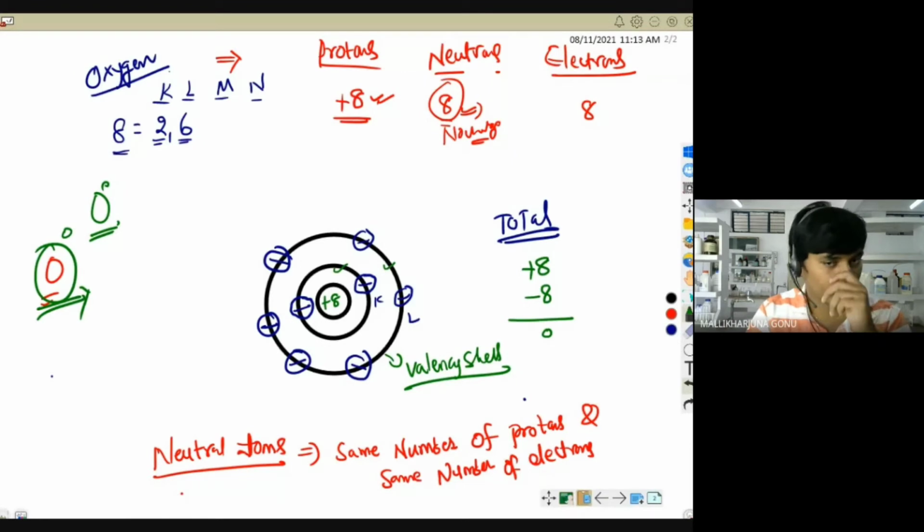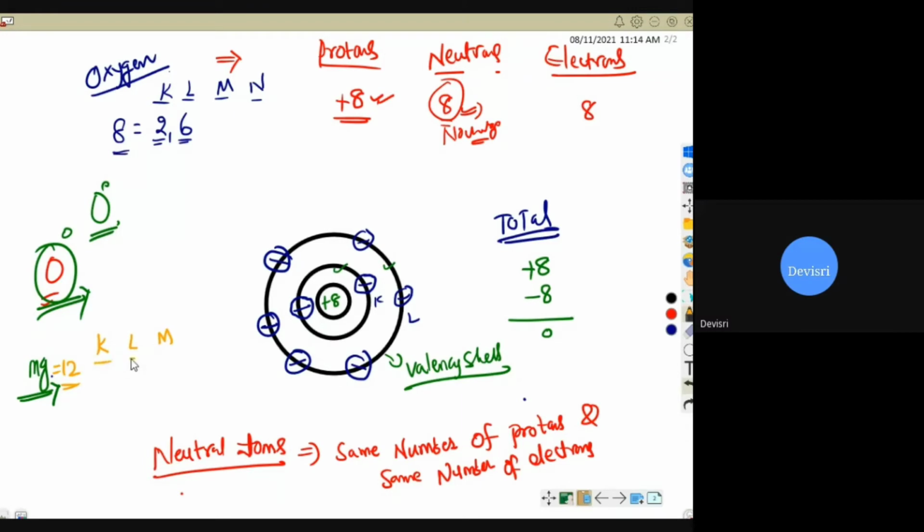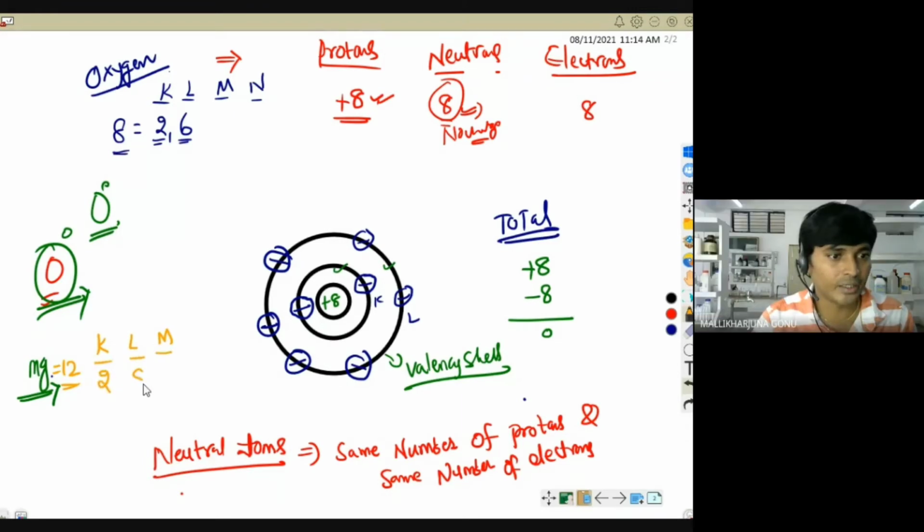Are you getting my point? Yes, sir. It will take the electrons from anybody who can give. So for example, I am having magnesium, another element. What is the atomic number of magnesium, Devisri? Sir, 12. Very good. You tell the electronic configuration of this, Devisri. Sir, 2, 8, 2. Excellent. 2, 8, 2. So I am talking about magnesium now.